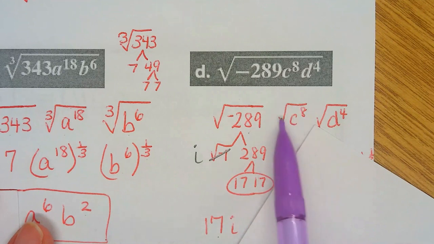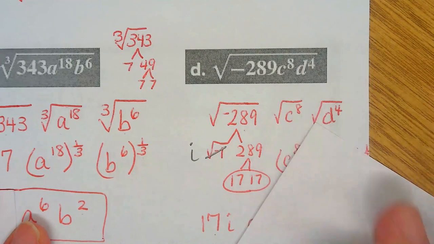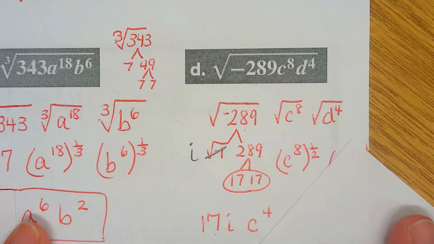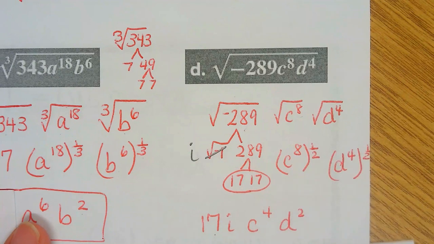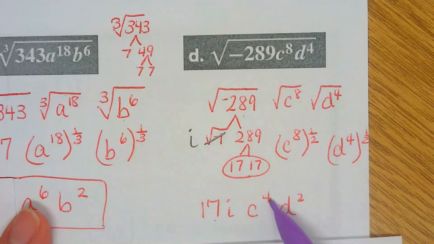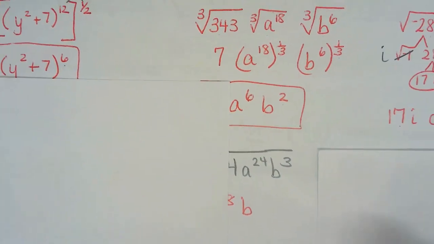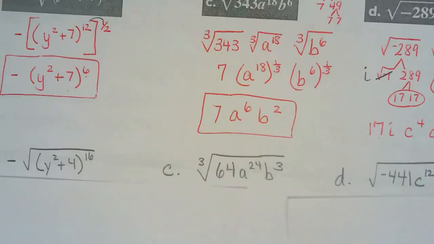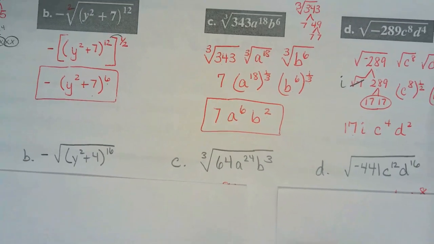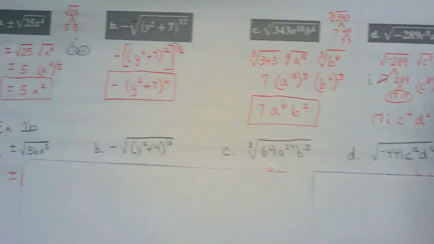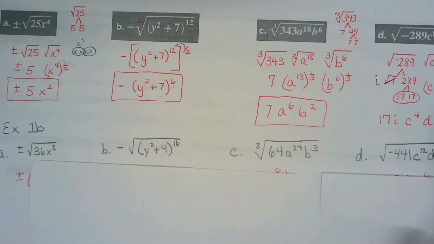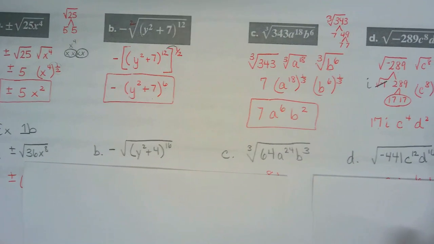We already discussed this. Square root means you're just doing half. So I'm doing half of 8, half of that 4. So that's where you're getting c to the 4th and d to the 2nd. Okay, I'm going to have you pause the video, and you're going to try all 4, if I can get them all on the same screen. Try all 4 of these down here at the bottom and try to simplify those.